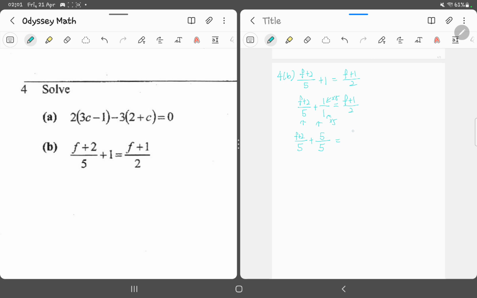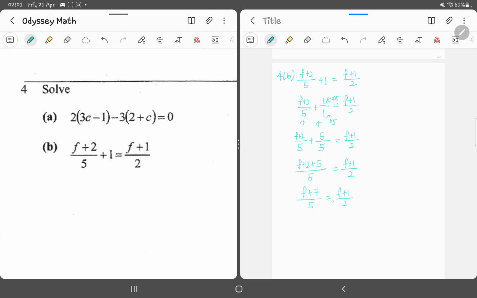On the right hand side, I'm not going to do anything, so it stays f plus 1 over 2. Now we have the same denominator over here, so yes, we can add up the fractions. So f plus 2 plus 5, over 5, equals f plus 1 over 2, okay? So this is f plus 2 plus 5, which is actually f plus 7, right? Because 5 plus 2 is 7, over 5 equals f plus 1 over 2.